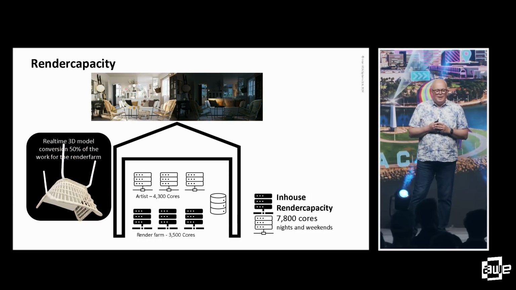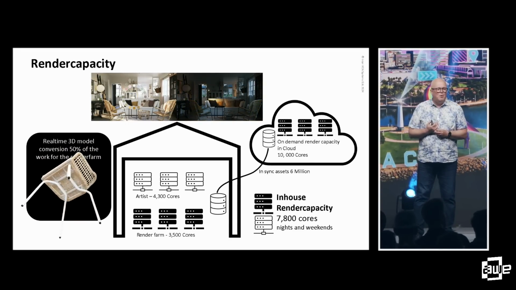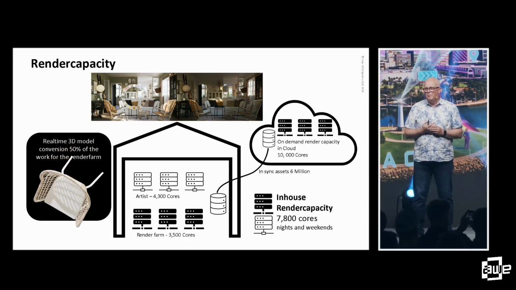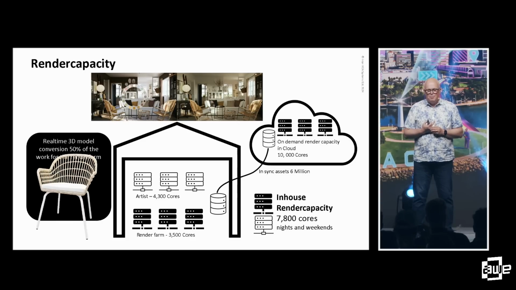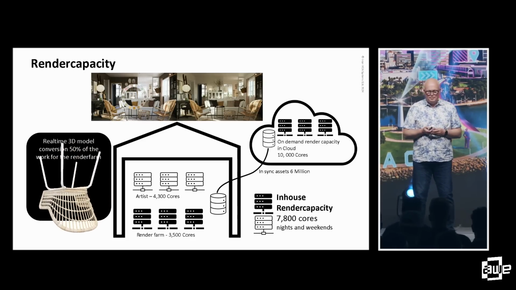Then we also have a safety. The safety is called cloud. So we have an on-demand render capacity in the cloud that we can turn on and off. We don't use it that often. But to have it up and running, we have about 6 million assets synced online.